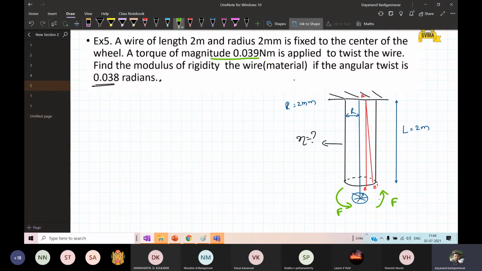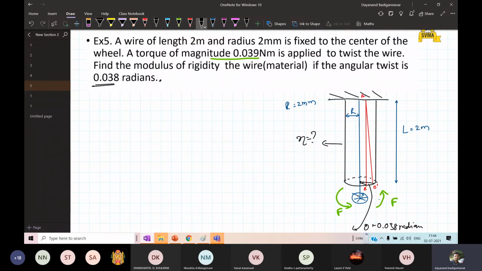So what is the twisting angle? The twisting angle is also given. I think I have told it many times. Now it's clear. Only by practice am I now getting the right diagram. So this is theta, and theta is also given. How much is theta? It is 0.038 radians.